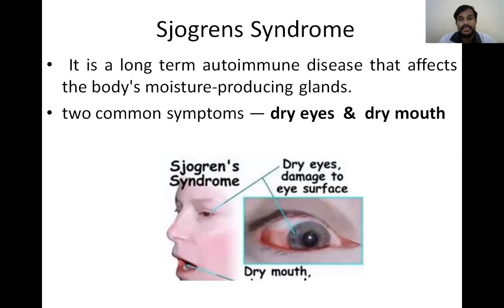Sjogren's syndrome is a long-term autoimmune disease that affects the body's moisture-producing glands. That's why the two common symptoms are dry eyes and dry mouth. The moisture-producing glands present in the eyes and mouth, the salivary glands, are affected. That's why the symptoms in Sjogren's syndrome are dry eyes and dry mouth. So you can see in the picture.